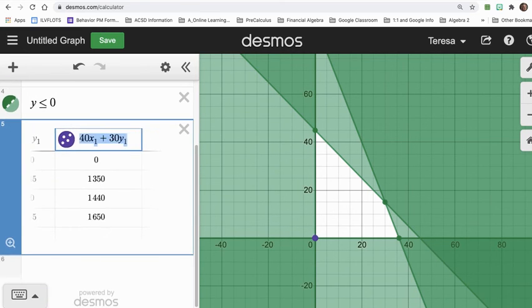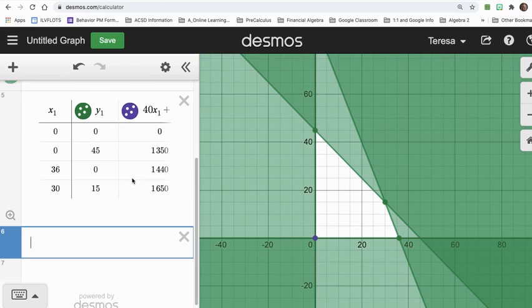So I tab out of this. I'm just going to tab to a new line. Kind of see that and scroll around a little better. So we got the same numbers. No wheat and no rye, no profit. No wheat and 45 batches of rye, we make $1,350. $1,440 for just 36 batches of wheat. And then our maximum is going to occur at 30 batches of wheat and 15 batches of rye.